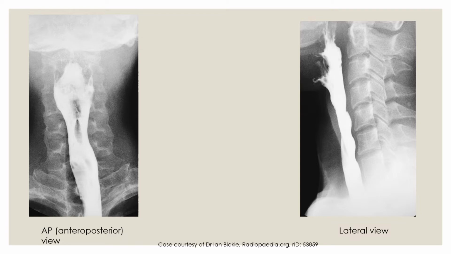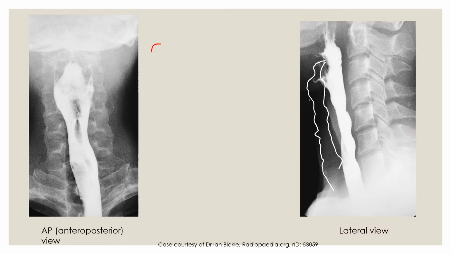And aspiration, as I mentioned previously, means that the barium or the contrast material, which should be going down the food pipe, the esophagus, spills over into the trachea. And so you'll see a picture where barium or contrast material outlines the trachea, and I'll come on to that later. So what we have here is an AP and a lateral view.